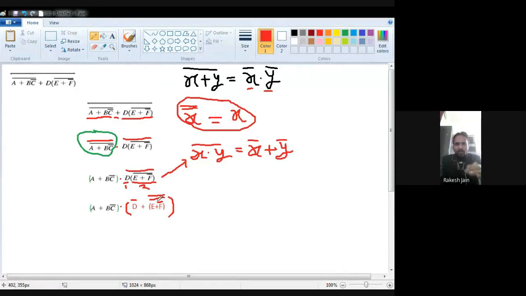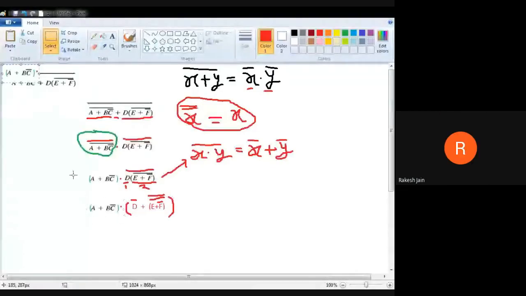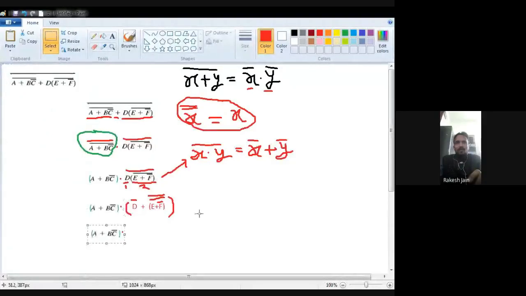As per the rule, the two bars on x cancel out and only x remains. Similarly, e plus f bar having a bar, then again having a bar, so bar to bar will cancel out. Once again I write down this is your first term, and then dot, and the second term. In this second term, bar to bar will cancel out, so this will be this one.